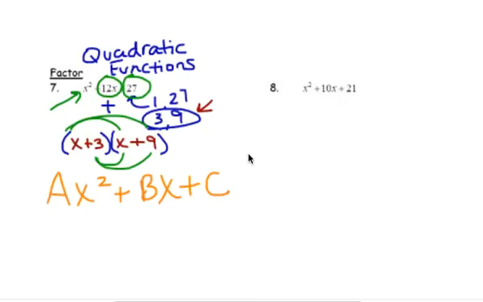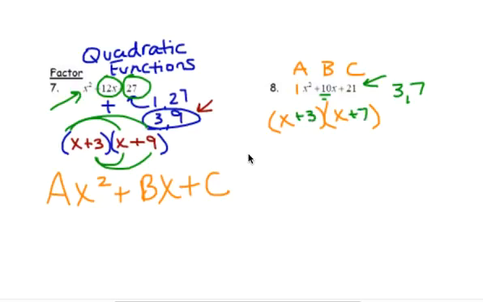All right, number 8. So let's look at number 8. Remember, our A here is 1, our B is 10, and our C is 21. So we know we're going to have two parentheses. We're going to have x in each one, and we want to think of factors of 21 that add up to 10. Can you think of two numbers that when you multiply them, they give you 21, but when you add them, they give you 10? Kennedy? 7 and 3. 3 times 7 is 21, and 3 plus 7 is 10. So positive 3 and positive 7.